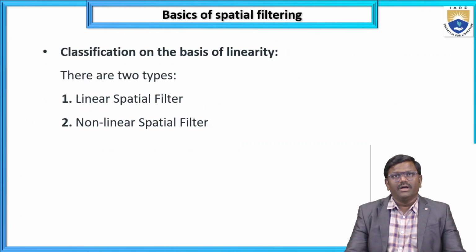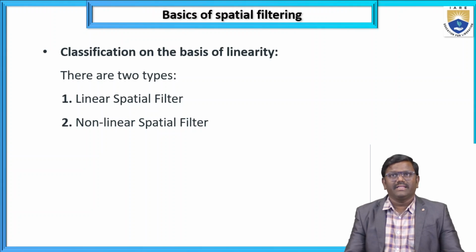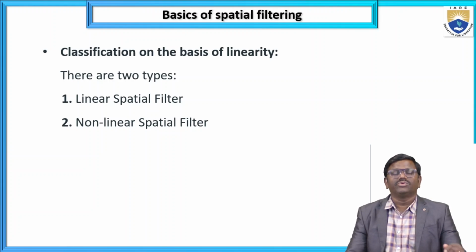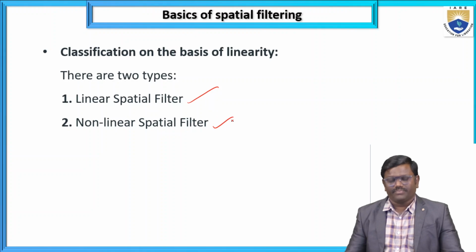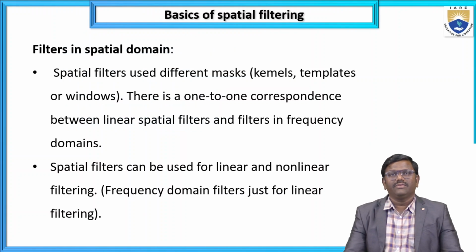Once we understand the meaning of spatial filtering and where we can apply it, it can also be classified on the basis of linearity into two types. Number one, linear spatial filter. Number two, non-linear spatial filter. Spatial filters use different masks, which are nothing but kernels, templates, or windows.